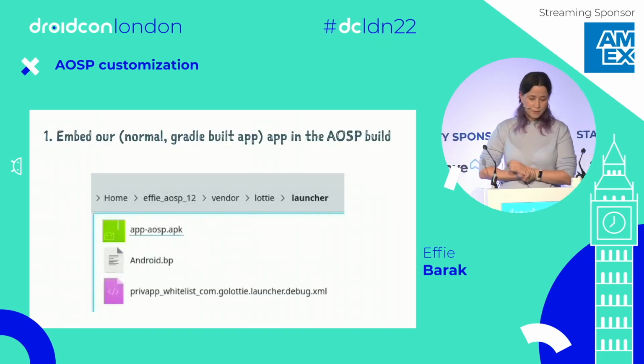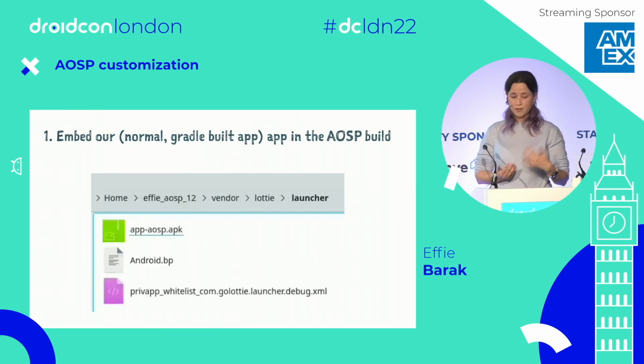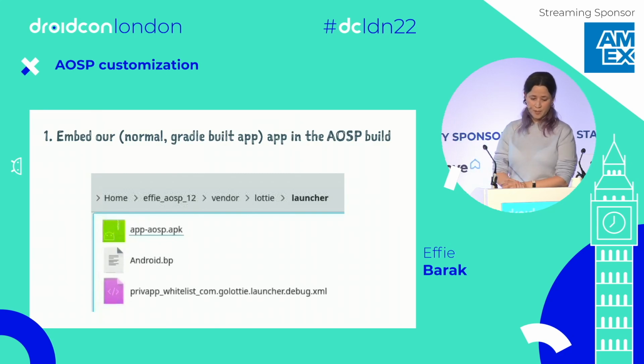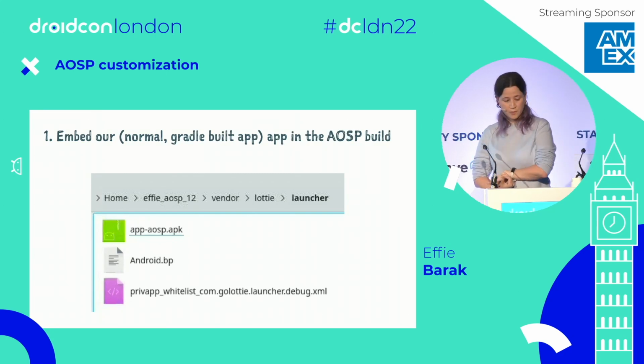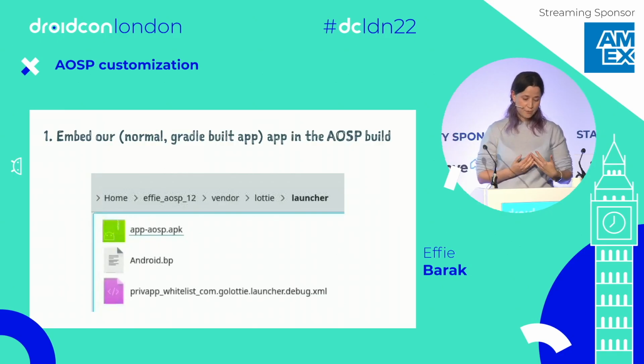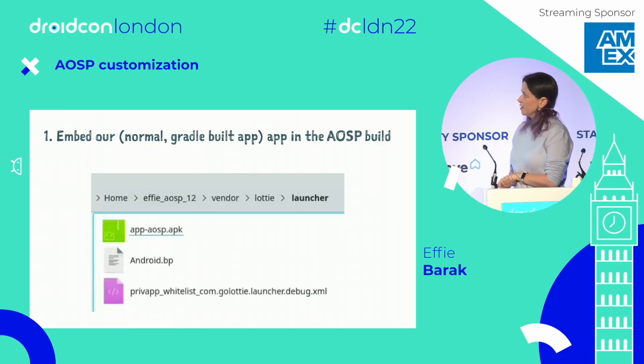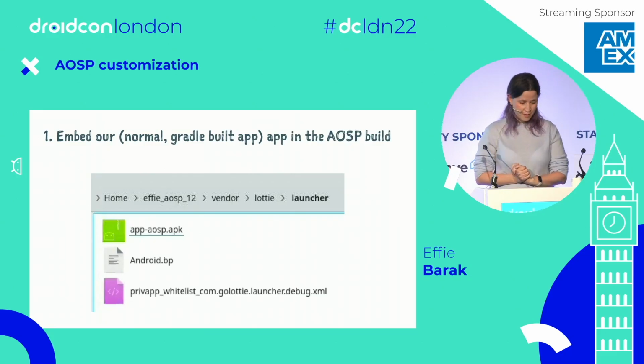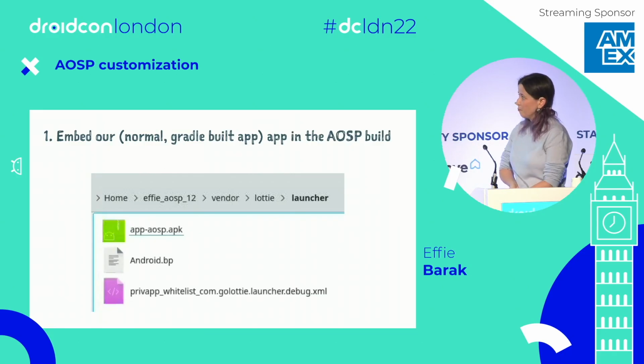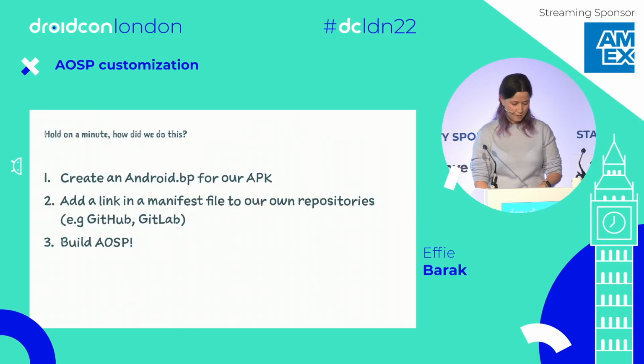So step 1, we said we want to embed our normal Gradle build app into the AOSP build. We take it, we copy it, we throw it into the AOSP build, and we need to add this file, the Android blueprint file. Why? Because now we need to tell AOSP what to do with this APK, how to build it. So, how did we get there?